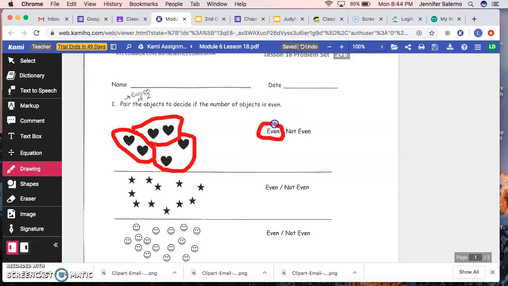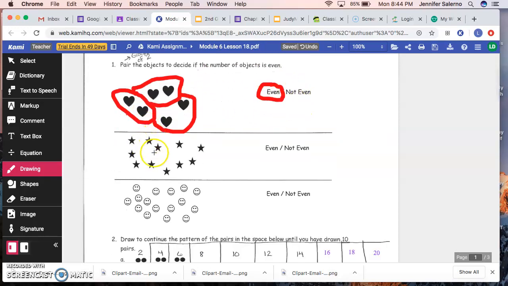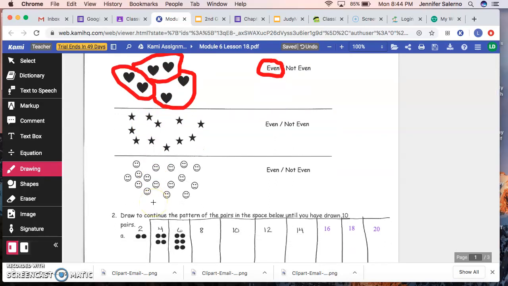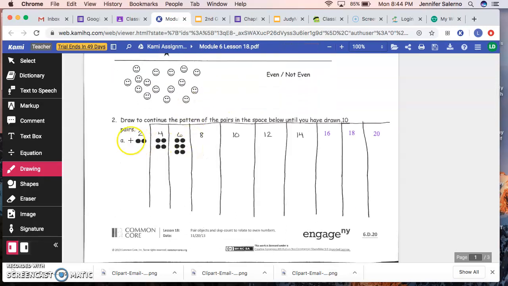Nothing is by itself. Now, if I had one, for example, that was left over here, a heart by itself, then that would be not even. So this is what you're doing for the next two, and then you'll see it again a little later, okay? So this part's pretty simple, just going over. They want you to circle the pairs and then say at the end, is it even or is it not even? Now for number two, this could be a little tricky.